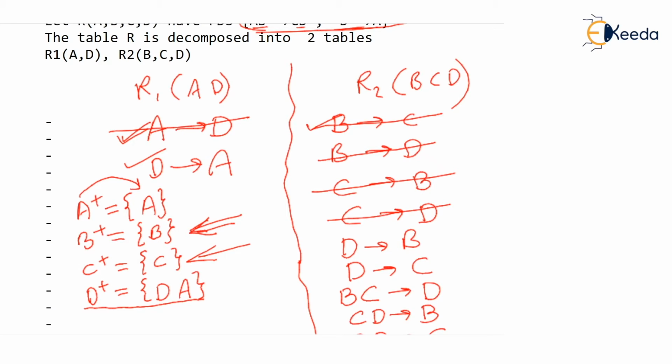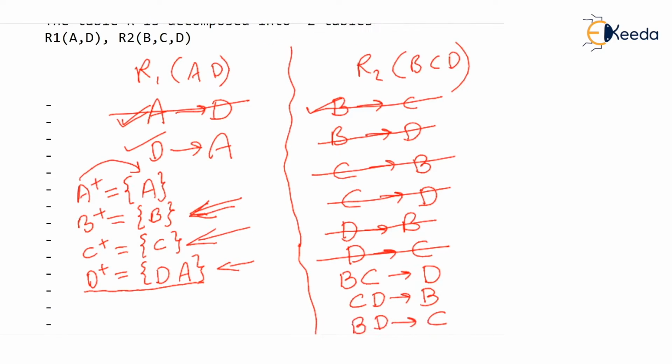C closure does not contain D. D determines B is also ruled out, because D does not contain attribute B. D determines C, is it? No. D closure doesn't contain C. Now, is BC determining D?